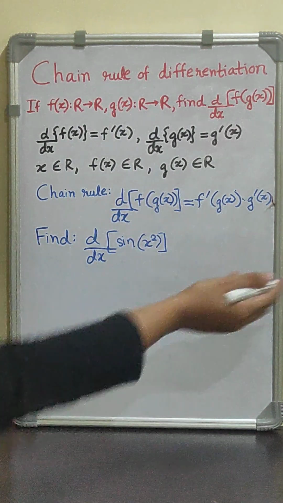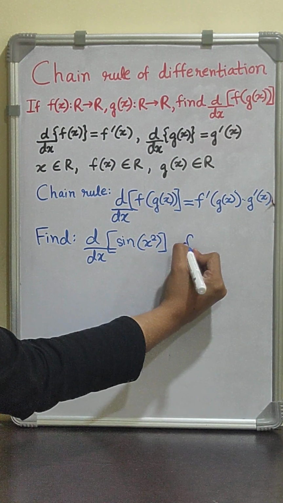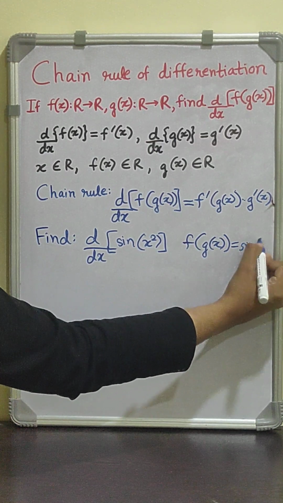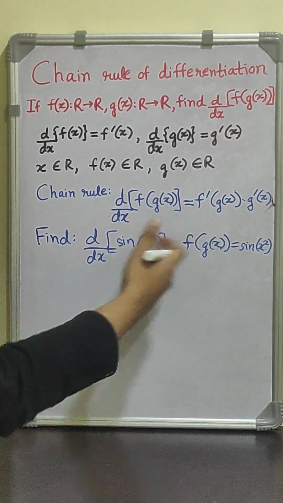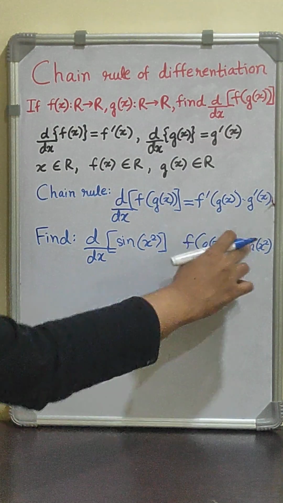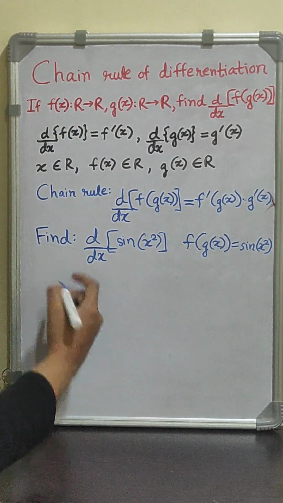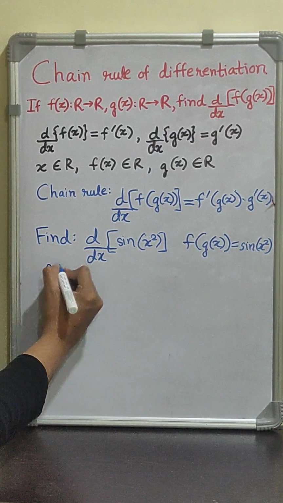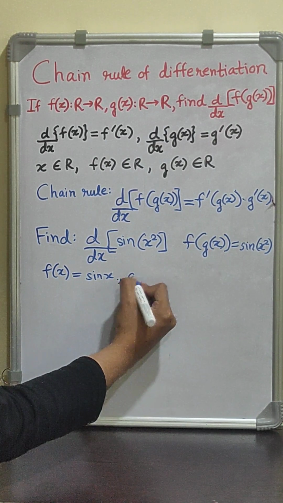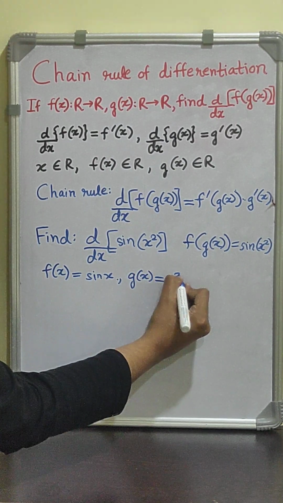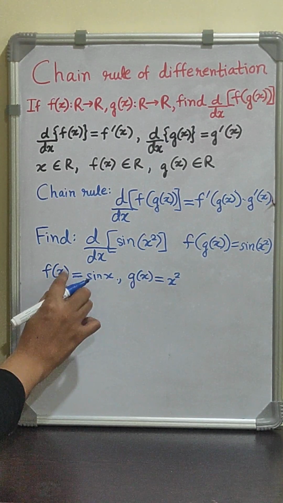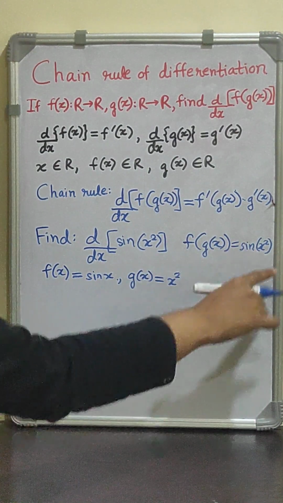Now how can I use that rule directly here? I can define my f of g of x as sine of x squared, and it's easy to see that we're only dealing with real numbers here. To apply the chain rule directly, I define f of x as sine x, and g of x as x squared. So when I do f of g of x, basically I'm saying f of x squared, so that is sine of x squared. That's how I get here.